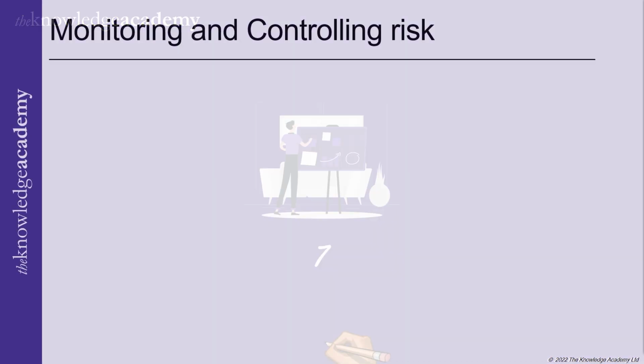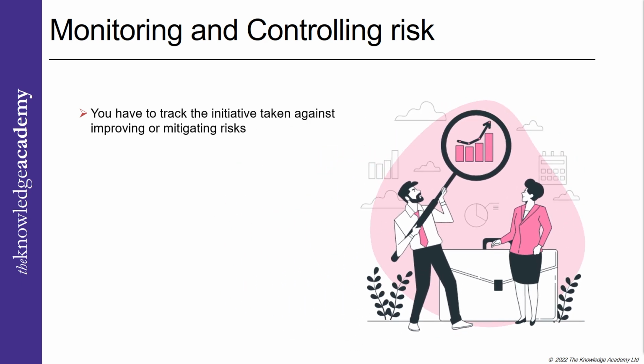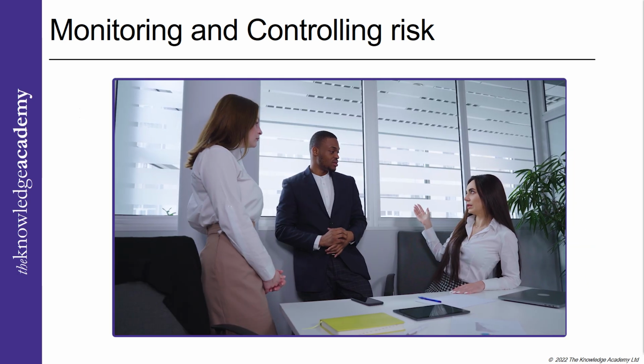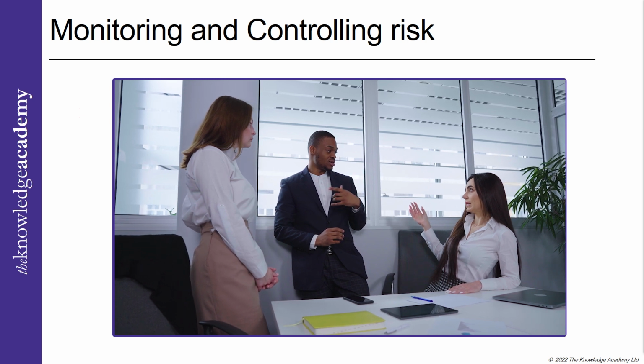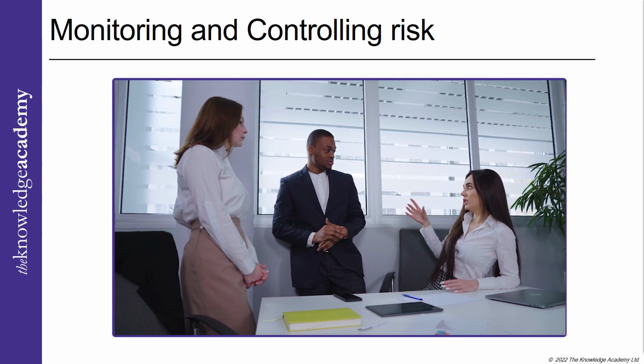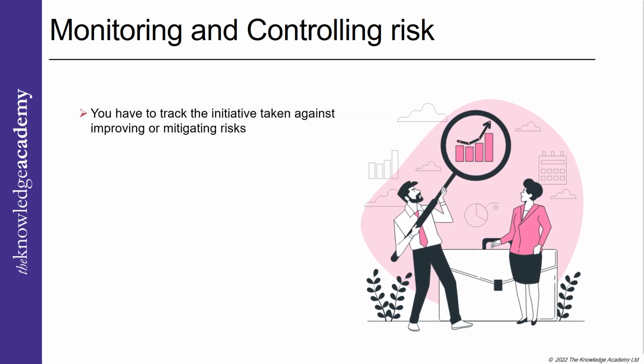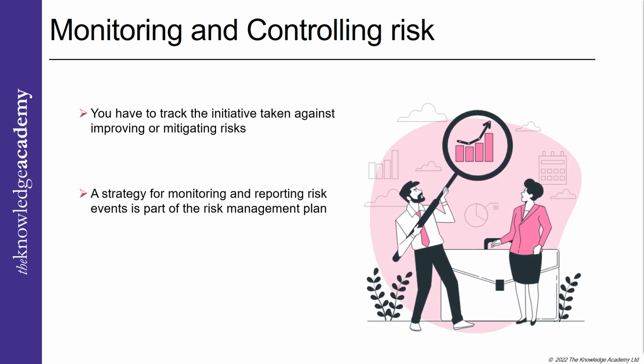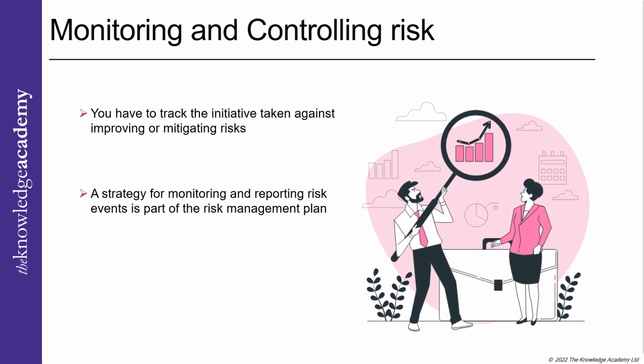Finally, the 7th phase, monitoring and controlling the risk. You have to track the initiatives taken towards improving or mitigating risks. The project managers must monitor risk to ensure the proper steps are carried out as quickly as possible for the most significant impact. Whoever is the risk owner will be in charge of monitoring risk and how it is being resolved. A strategy for monitoring and reporting risk events is a part of the risk management plan. This aids the project manager in recording lessons learned for potential future risk incidents and evaluating the effectiveness of the risk management plan.